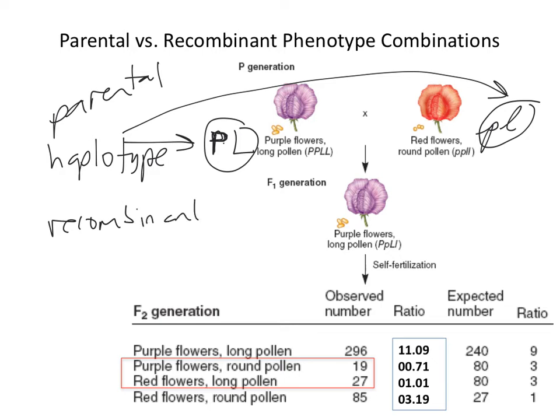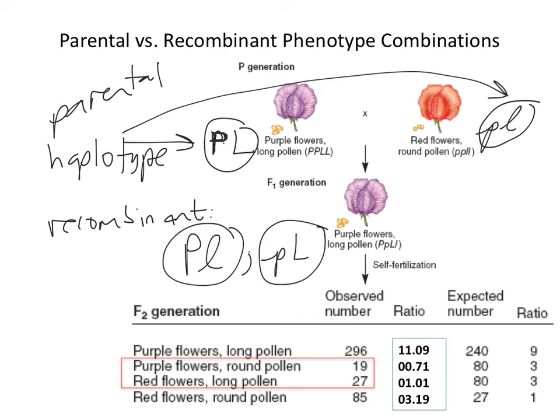What are those? What are the different combinations that you could have if independent assortment was occurring? You'd get other gametes that have, what? Yeah, capital P and little l, or little p and capital L. Those are the recombinant types. This is just like independent assortment. It's just like setting up a dihybrid Punnett square. You get 4 different types of gametes: big P with big L, big P with little l, little p with big L, and little p with little l. 1, 2, 3, 4.